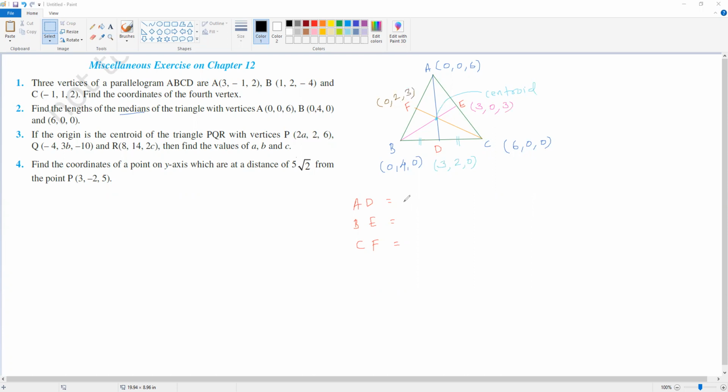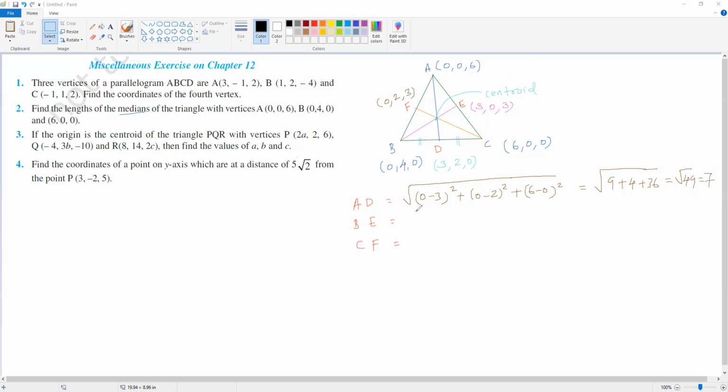Now you can use the distance formula to find AD. 0 minus 3, the whole square, plus 0 minus 2, the whole square, plus 6 minus 0, the whole square. So that is under root, 0 minus 3 is 3, 3 squared is 9, plus 2 squared is 4, plus 36, which is equal to under root 49, which is equal to 7.